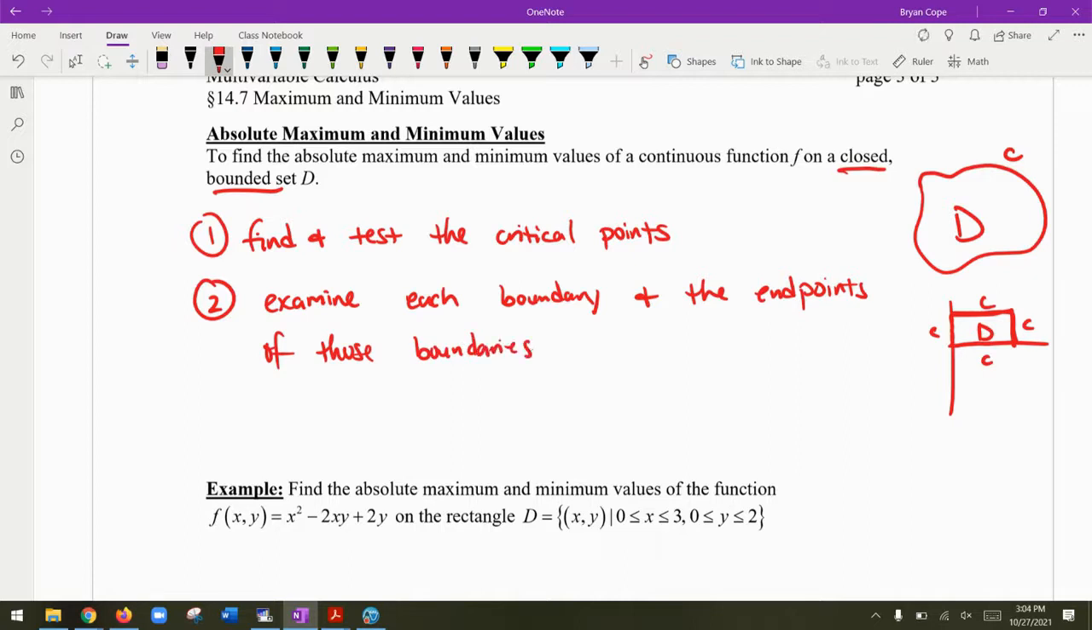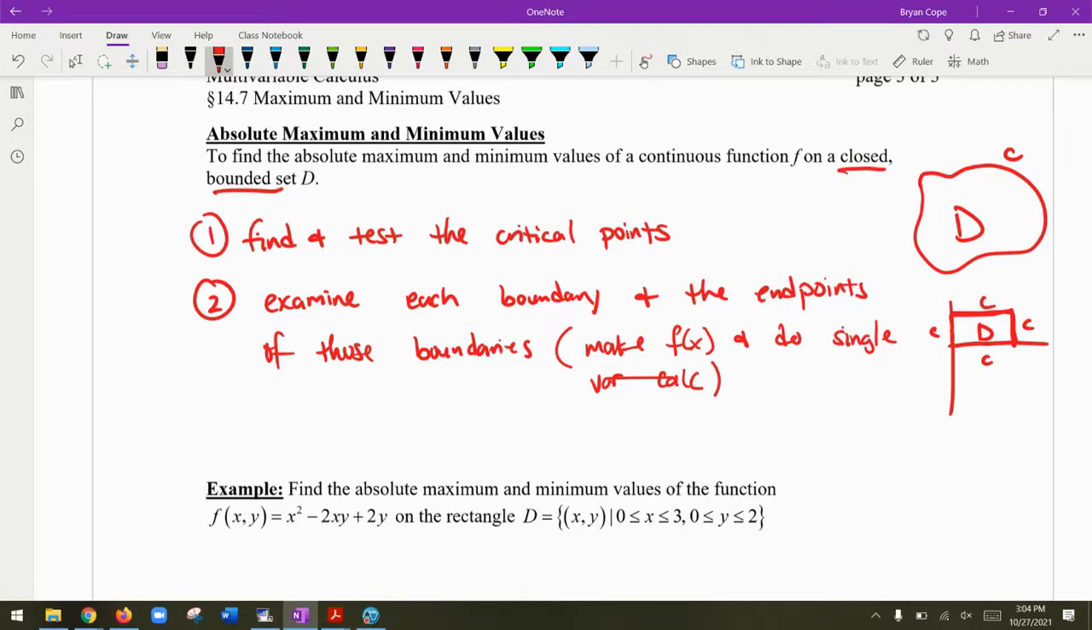Okay, and when I say examine, I mean we're going to actually see what happens to the surface along that boundary, and then we're going to do some single variable work. So why don't we put it this way? Make f of x and do single variable calculus. You'll understand when you see an example.